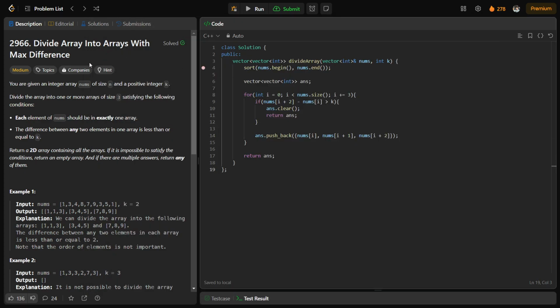So in this video, we're going to discuss the Leetcode problem of the day, and today's problem is divide array into arrays with max difference, and it is a medium level problem.